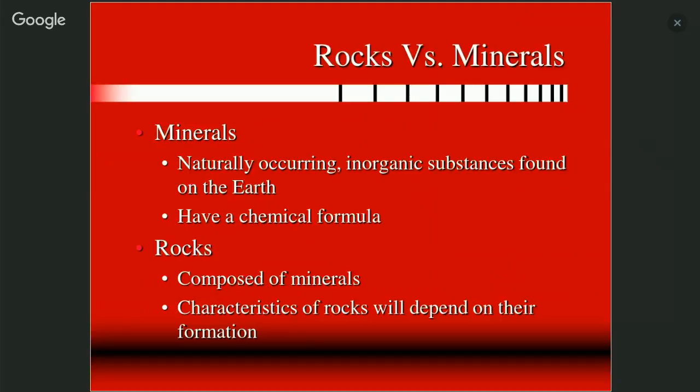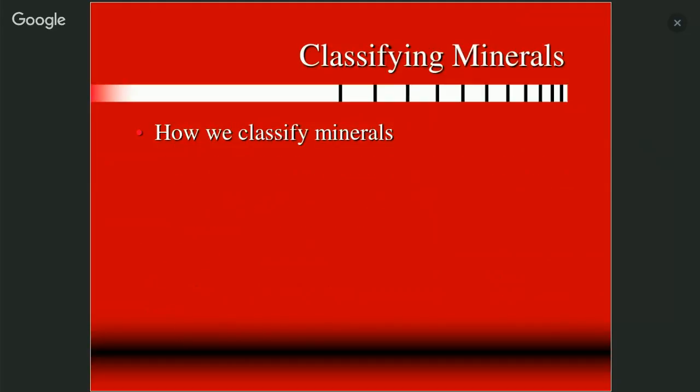And these rocks, their characteristics are going to depend on how they were made. So there are 3 different types of rocks that you can find in Earth.